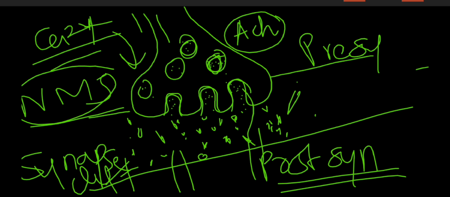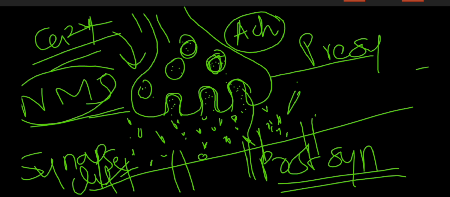The neurotransmitter which is present is called acetylcholine. It will be released into the gap, which is the tiny gap between the motor neurons and the muscle fibers. So this is a tiny gap. Acetylcholine diffuses across the synaptic cleft and binds to the specific receptors present at the postsynaptic membrane. So they will bind there.